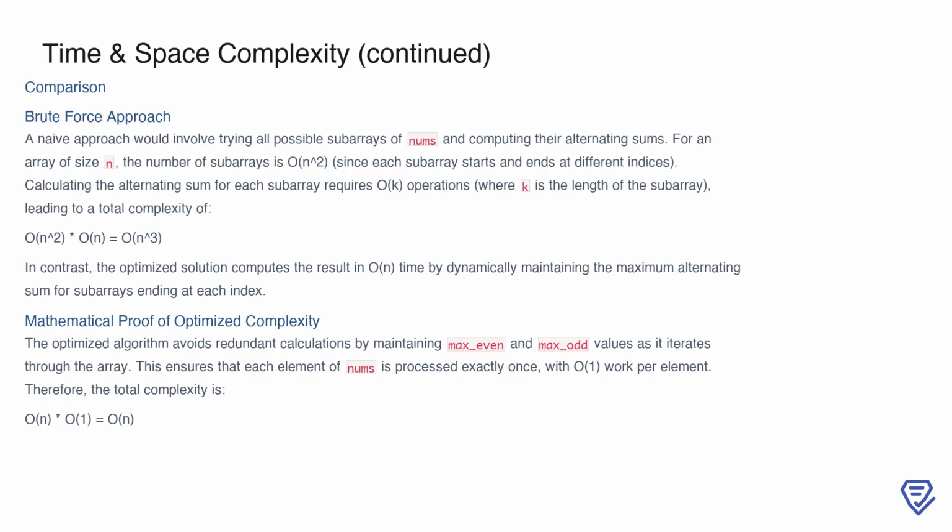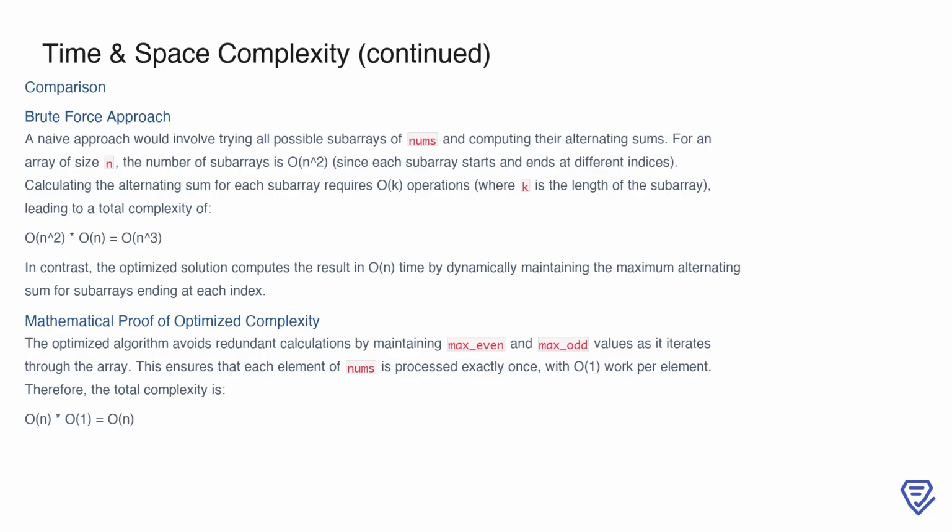Comparing this optimized solution to a brute force approach highlights its efficiency. A naive method would involve evaluating all possible subarrays of the input array and calculating their alternating sums. For an array of size n, there are O(n squared) subarrays to consider, and calculating the alternating sum for each subarray would require O(k) operations, where k is the length of the subarray. Combining these factors results in a total time complexity of O(n cubed) for the brute force method.